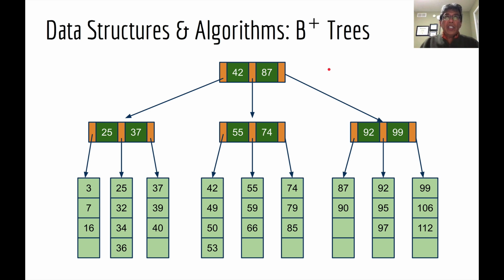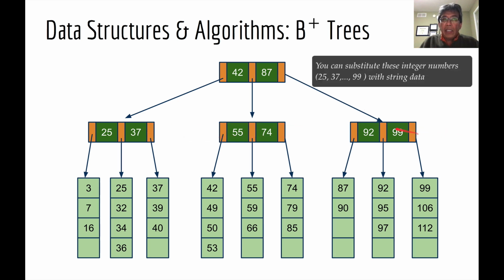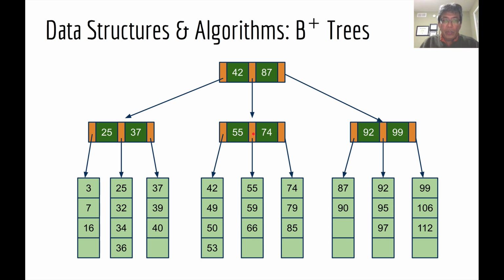Just a refresher on the structure of B+ trees that you learned in data structure class. The root node tells us to search for values less than 42, we have to follow the left pointer. To search for values between 42 and 87, we have to follow the middle pointer. And to search for values greater than 87, we have to follow the right pointer. The second level index nodes will direct us further into the actual data block to search.